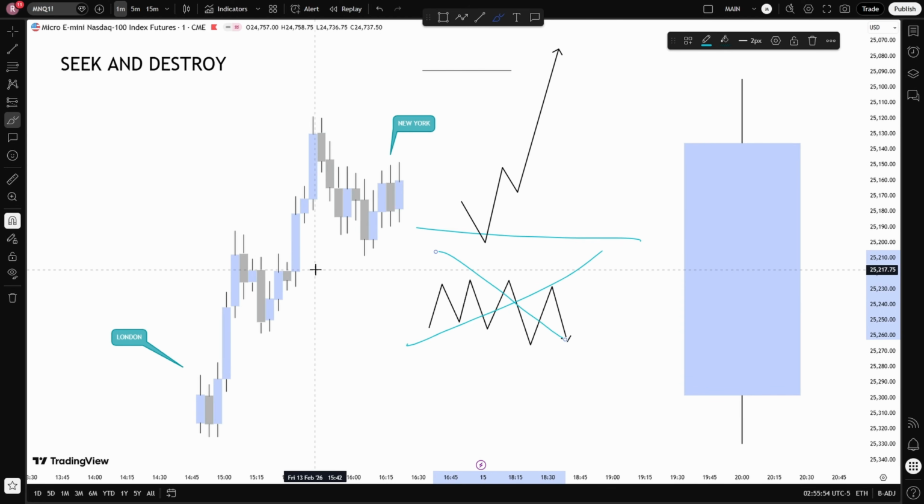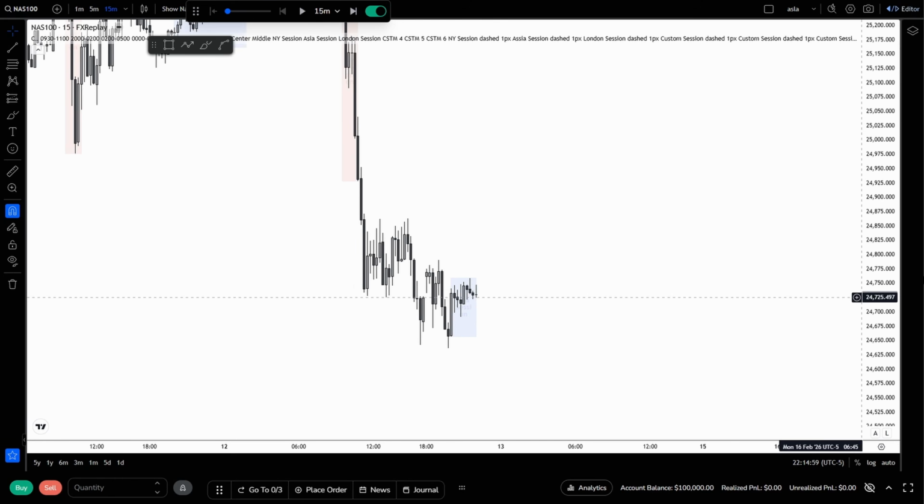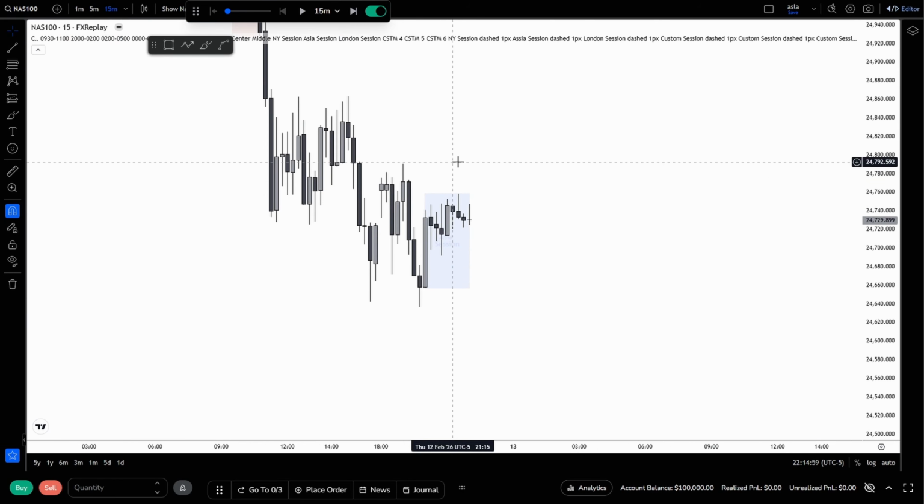Recognizing when the daily range has already been established is important because it prevents you from chasing moves in low probability conditions. So here we have our first example.